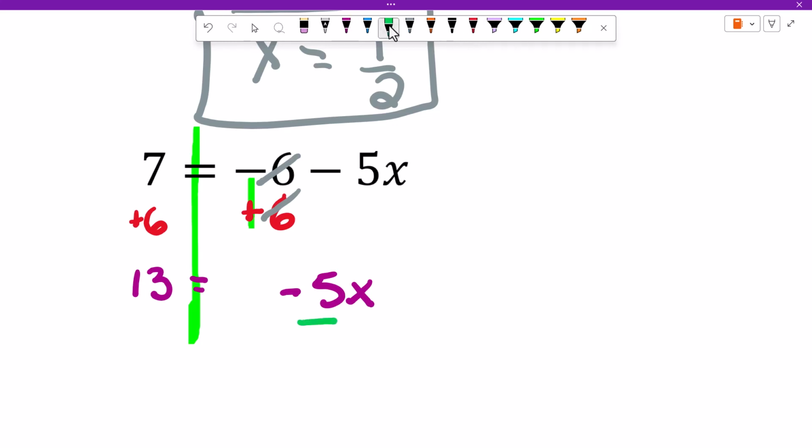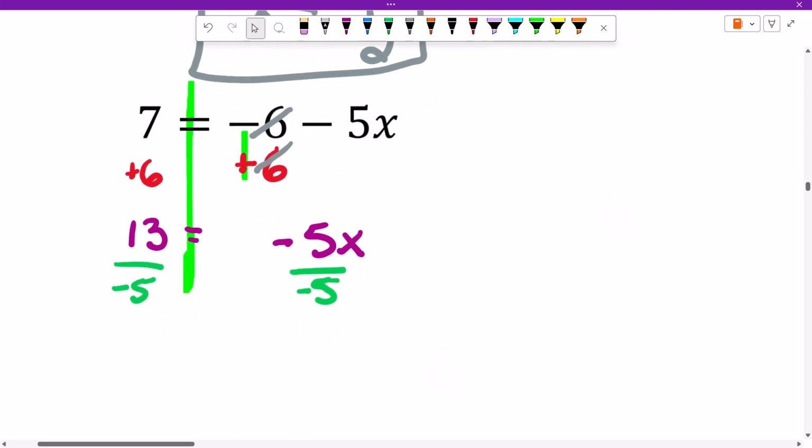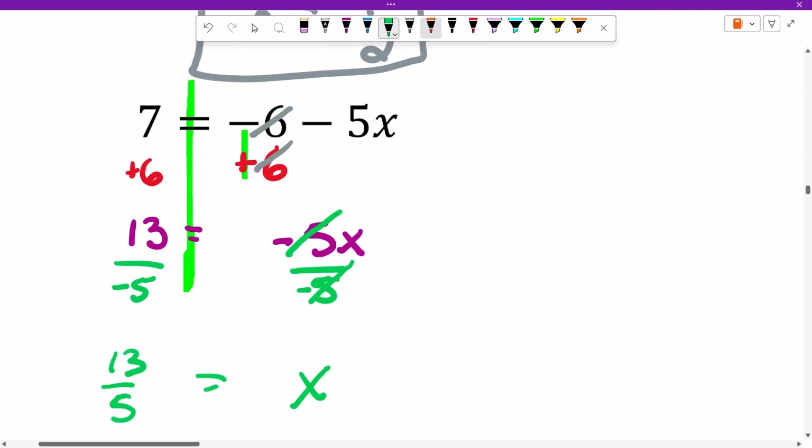So you go divide by not just 5, but -5, because we want to get rid of the negative sign as well. You cancel these out, and we go cancel, cancel. We're left with the x, and just 13 over 5. You just move the negative sign up to the top. That's it. Okay?